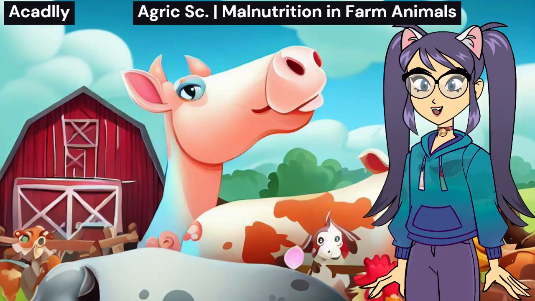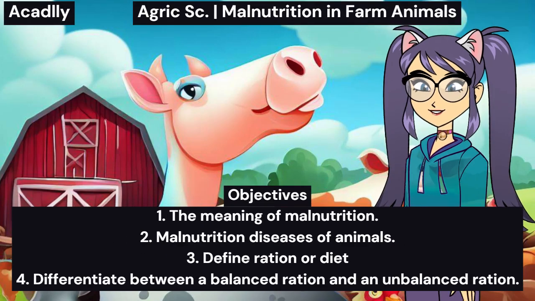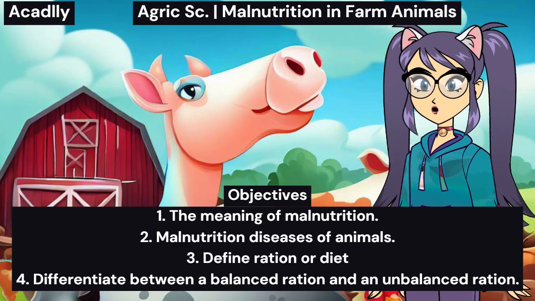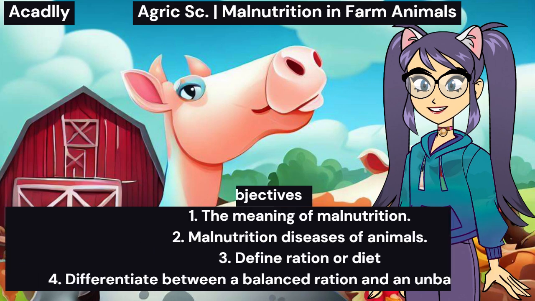Malnutrition in farm animals. At the end of this lesson, you should be able to know the following. 1. The meaning of malnutrition. 2. Malnutrition diseases of animals. 3. Define ration or diet. 4. Differentiate between a balanced ration and an unbalanced ration.